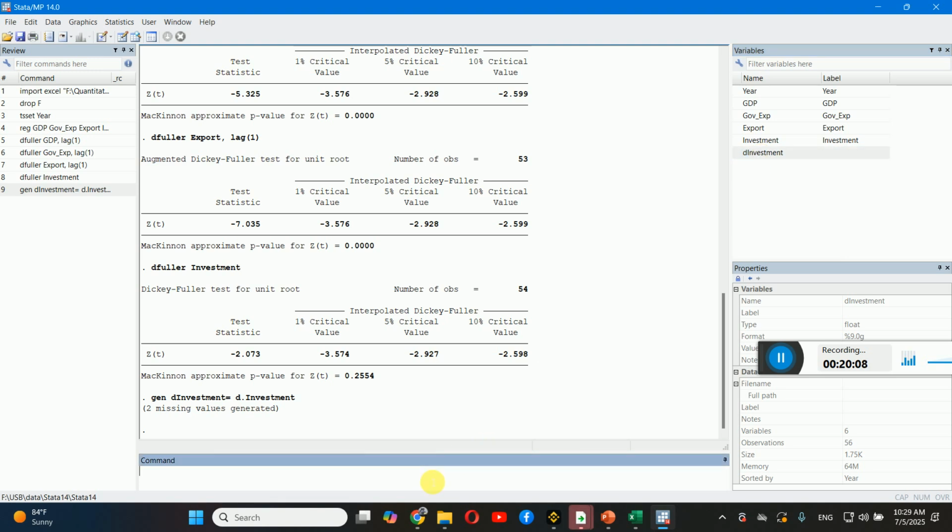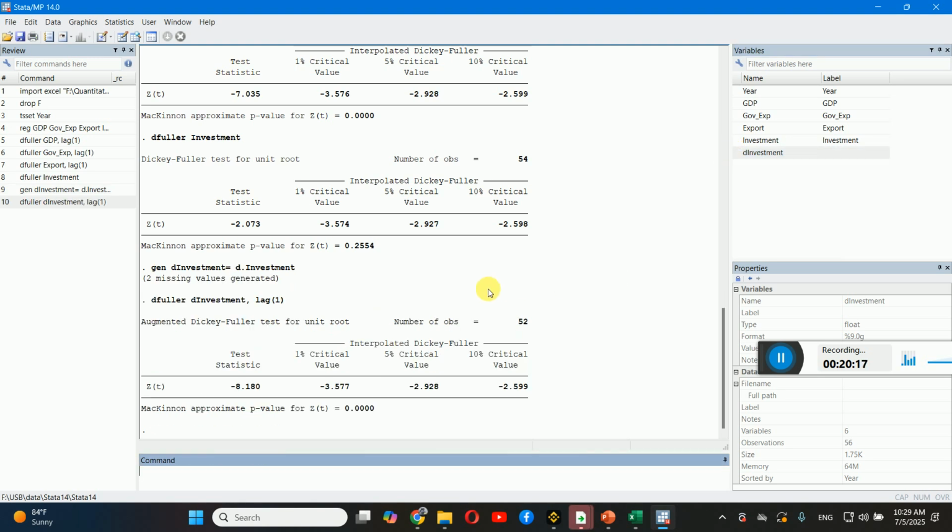Now check the stationarity. So dfuller, and take the first difference variable, and type lag 1. Okay, now the p-value has decreased significantly. Previously the p-value was greater than 0.05, and now it is less than 0.05. It means now the issue is resolved. So we have the investment variable, which is okay for analysis. Why? Because now it's stationary.